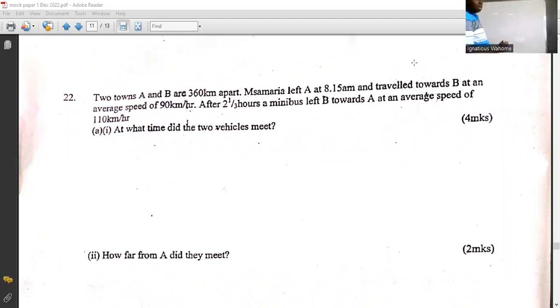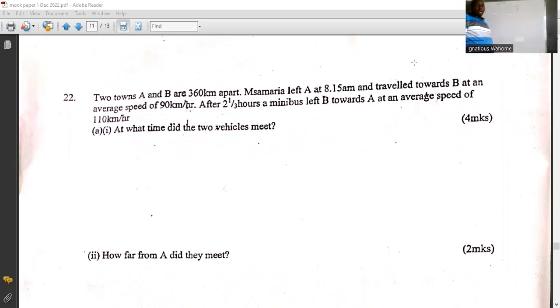Now, two towns A and B. Draw two towns A and B on a straight line. These are 60 kilometers apart.